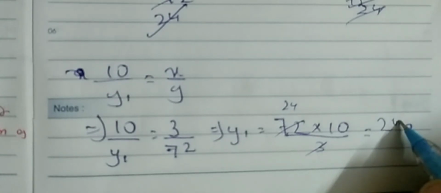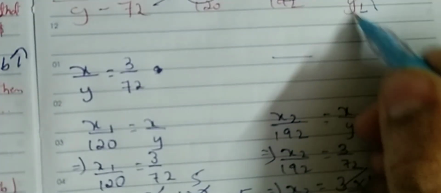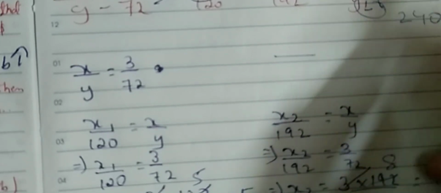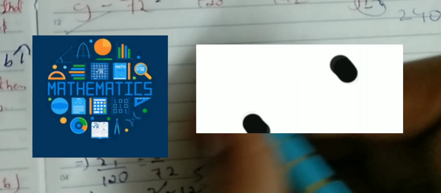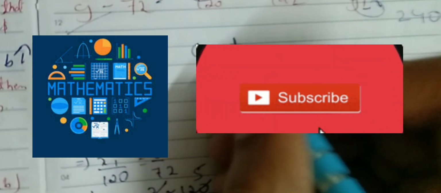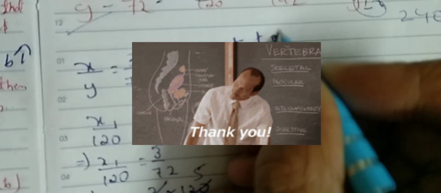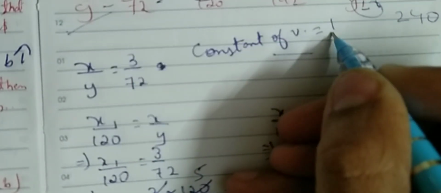So now I have completed the table. Here it will be 240. So if x and y are directly proportional, then this will be the completed table with the constant of variation as, here you can write if you want, K, the constant of variation, is 1 by 24.